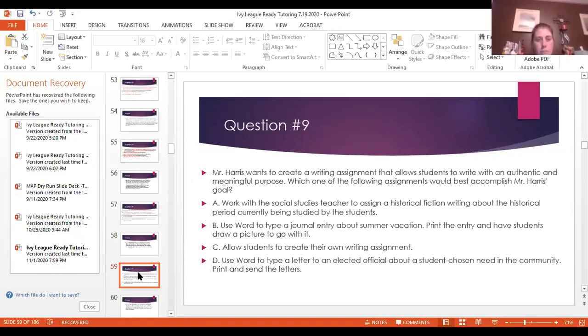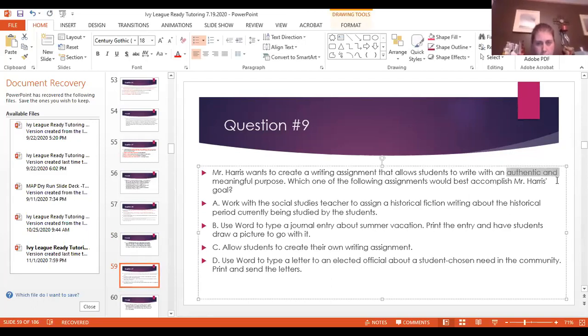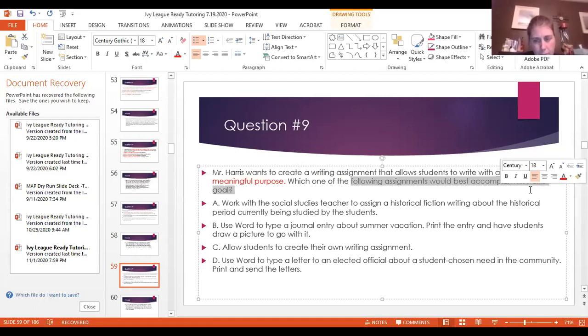All right, now, Mr. Harris wants to create a writing assignment that allows students to write with an authentic and meaningful purpose, right? So it needs to be true and meaningful to them. Which one of the following assignments would best accomplish Mr. Harrison's goal?